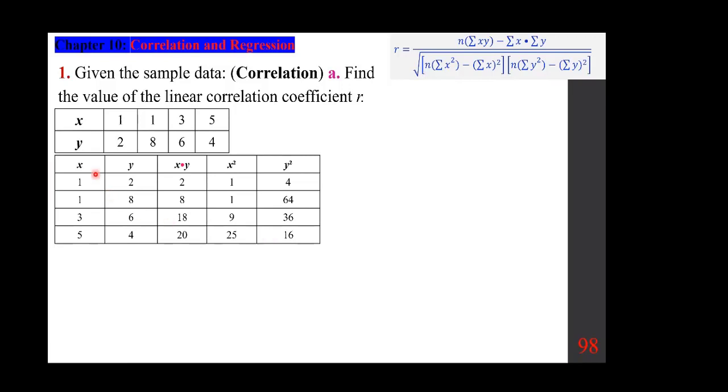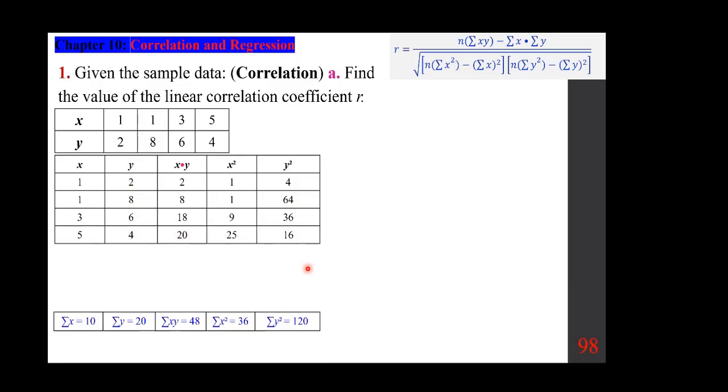Number 1, if we put this X in this column, Y in this column, X times Y means 1 times 2 is 2, 1 times 8 is 8, and so on and so forth. X squared, look at the first column, square each data entry. 1 squared is 1, 1 squared is 1, 3 squared is 9, 5 squared is 25. The last column is Y squared, so take a look at the second column and square every number. The result will be the last one.